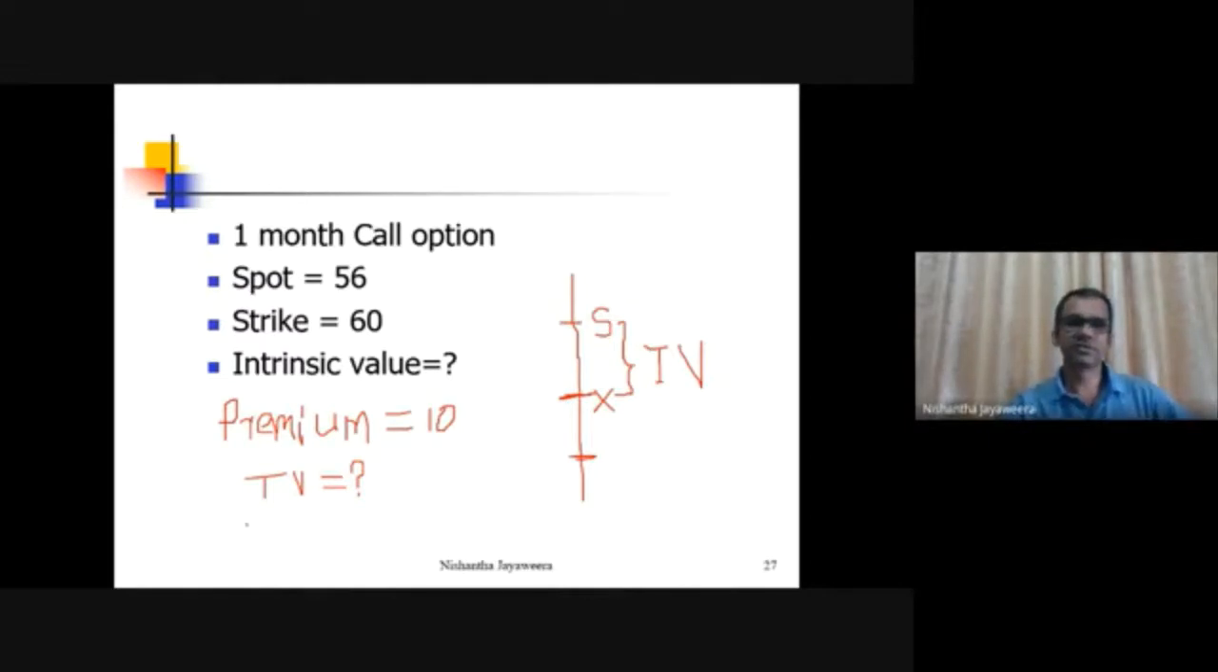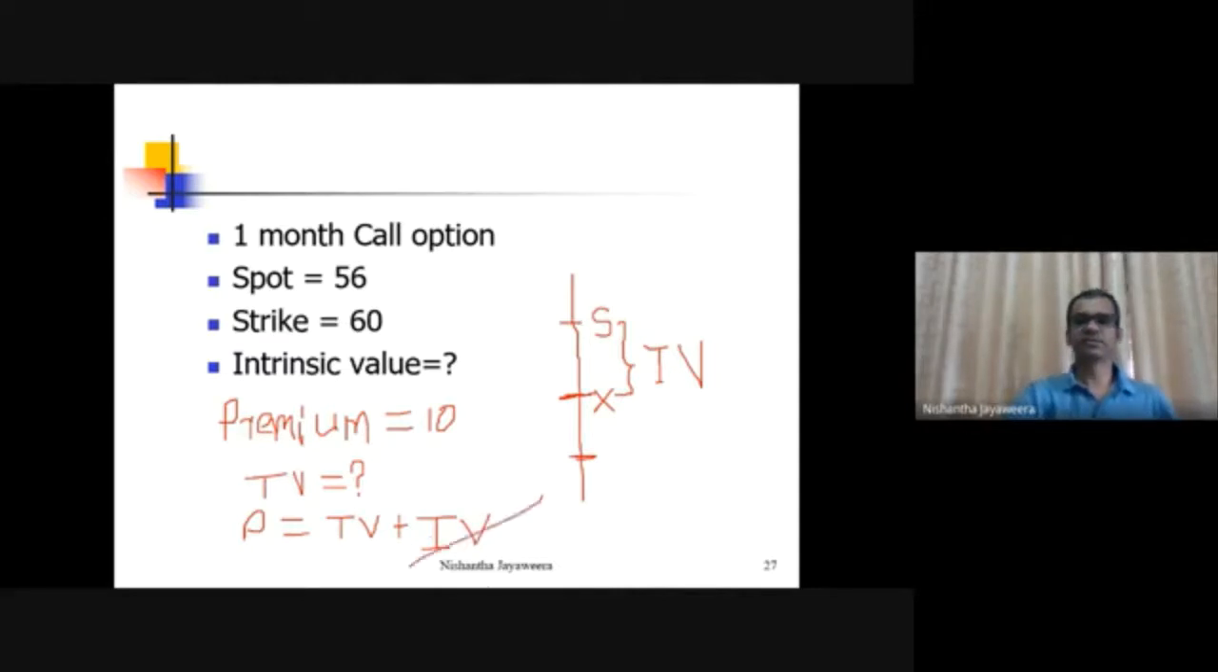It's because premium equals time value plus intrinsic value. So when this goes to 0, premium equals time value. So therefore time value equals 10. So that's basically the summary of what we discussed last week towards the later part of the session.